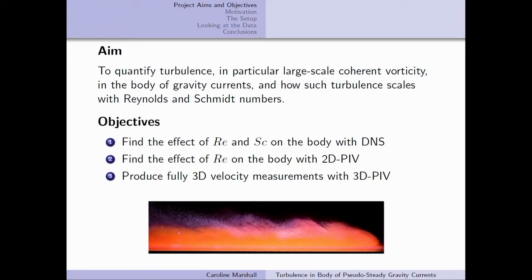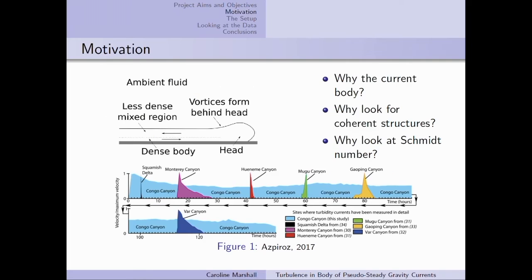So earlier on, Paul talked a bit about what a gravity current is, and he introduced lock exchange style flows. Mine are a bit different. I'm looking at constant influx. So there's a continuous pumping of fluid in rather than having a fixed volume that's suddenly released.